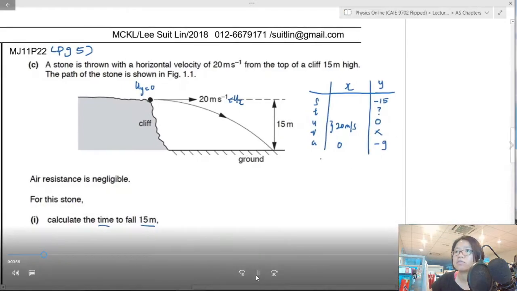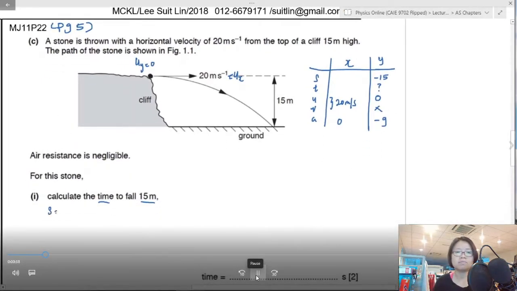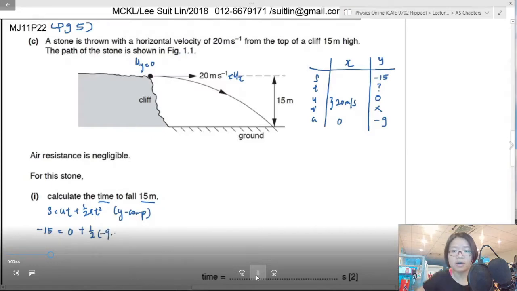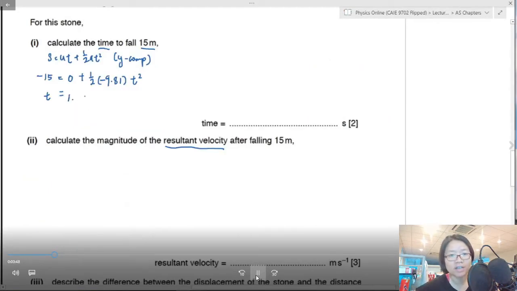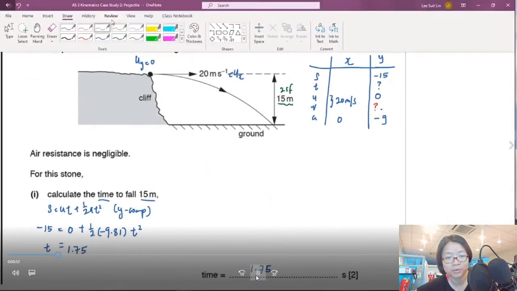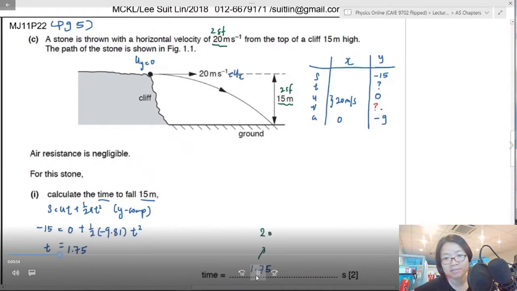All right, so based on this, calculate the time to fall 15 meters. We can use s is ut plus half at square, because we don't have v, and we will use this for the y component. Notice that I only put values pertaining to the y component. There's no x component, okay? And then I solve it, I get 1.75 seconds.